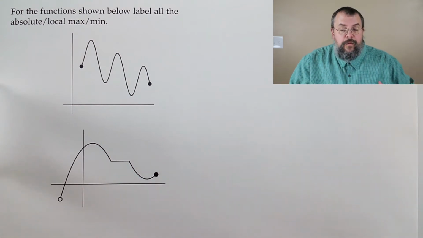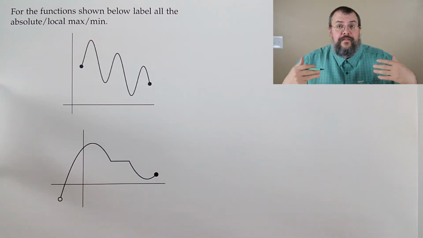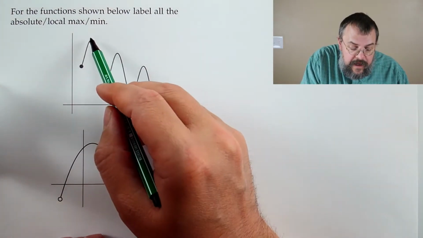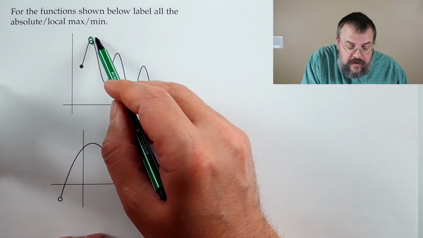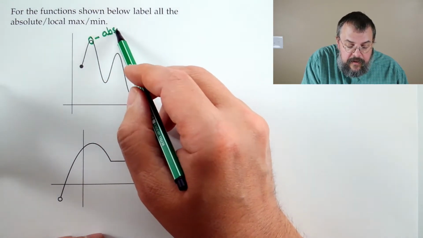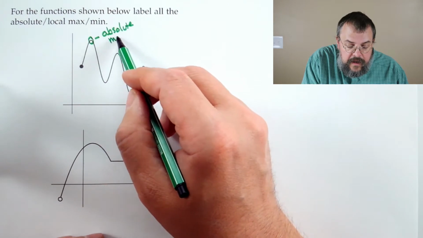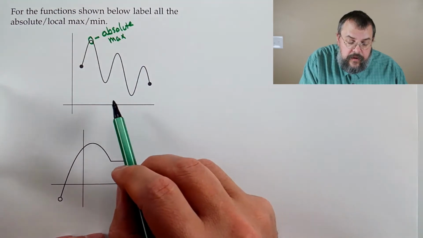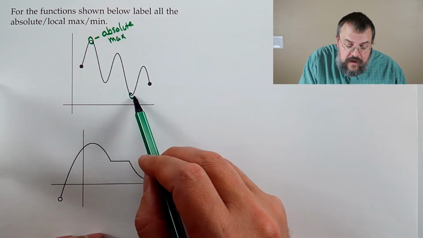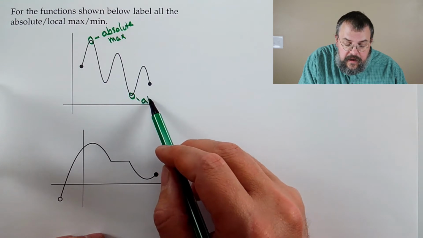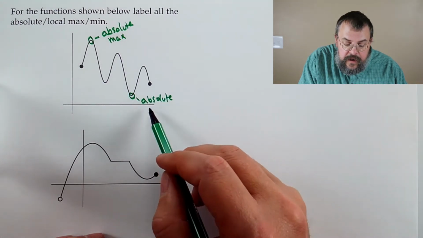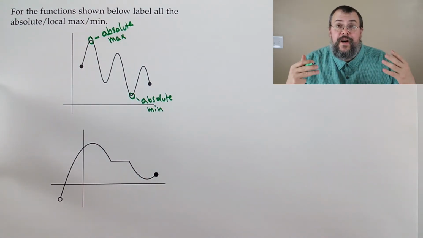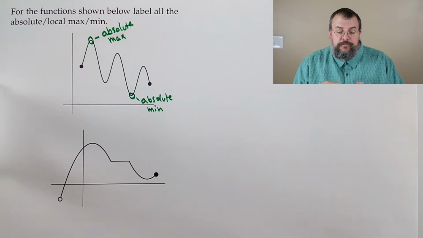So the absolute says what is the largest possible value, or the smallest possible value. So for the first one, we can say, hey, this point up here, this is an absolute max, because no output of the function is larger. And similar here, this is an absolute min, because no value of the output is smaller. So we're looking at the output and saying, what's the largest output we get? What's the smallest output we get?